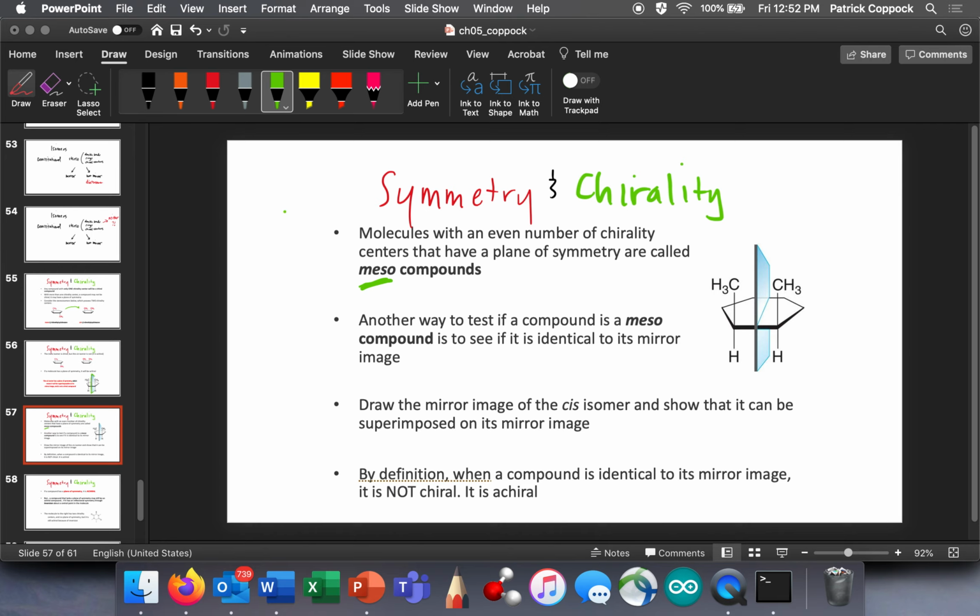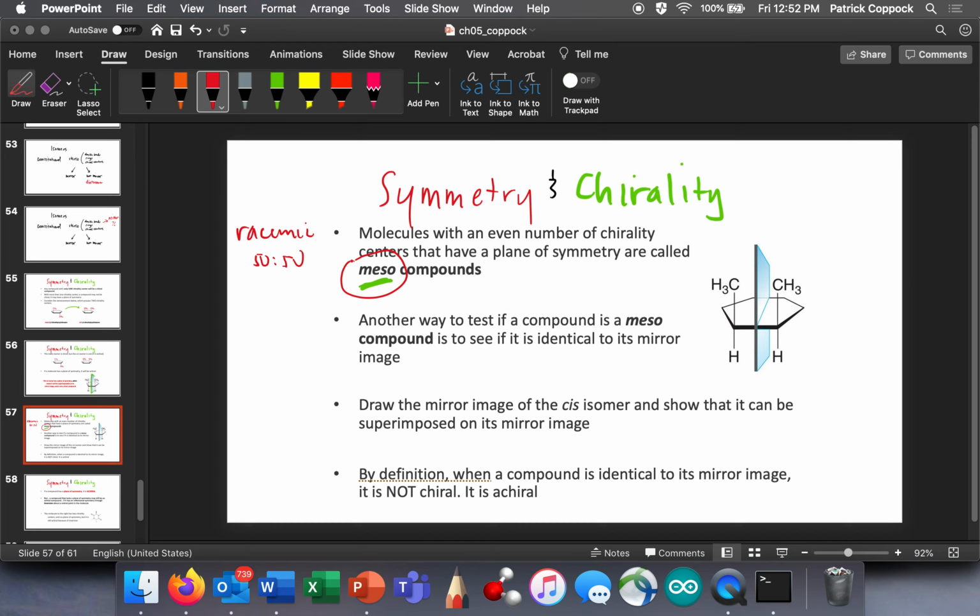Remember the difference between that? Remember we had racemic recently? What was racemic? Racemic was when you had chiral compounds, but you had a 50-50 mixture. Remember that? That's not what we have here. A meso compound is when you have a plane of symmetry.